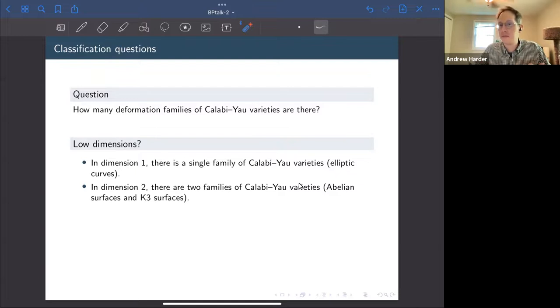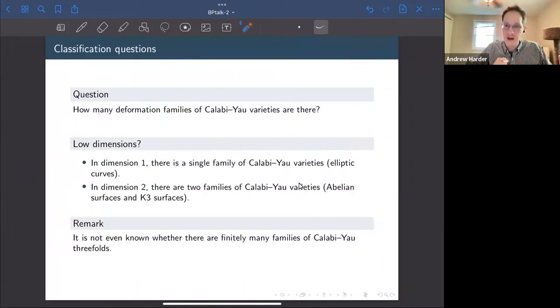Okay, so I have various families of Calabi-Yau varieties. What happens in higher dimensions? So particularly, what happens if I look at Calabi-Yau threefolds, so three-dimensional Calabi-Yau varieties? The answer is that it's not even known whether there's a finite or infinite number of deformation classes of Calabi-Yau varieties. So it goes from a very well-known answer in dimensions 1 and 2 to completely unknown.